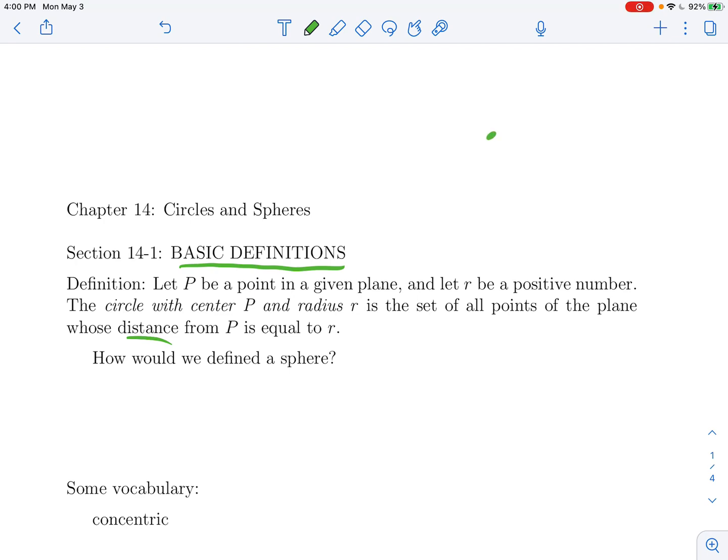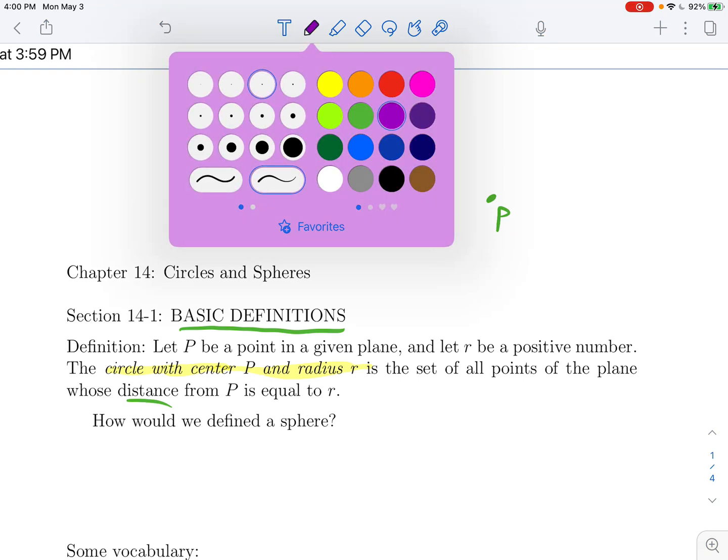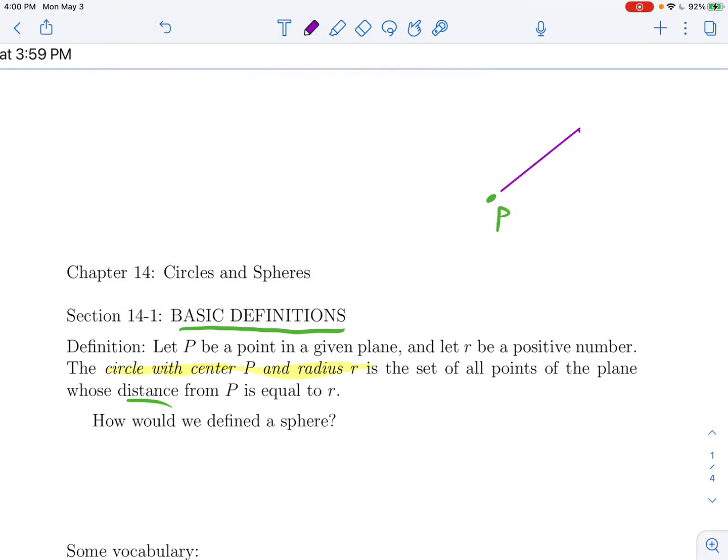So we start with a point P and we choose some positive number r. By definition, the circle with center P and radius r is the set of all points in some plane whose distance from P is equal to r. So the idea is r is some specific distance.